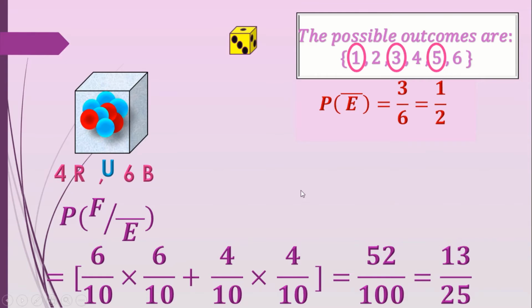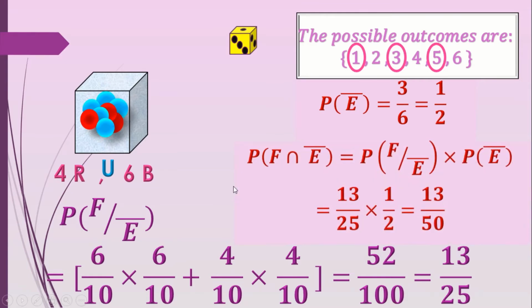Now we can say that P of F intersection E bar is P of F given E bar times P of E bar. We have just calculated both of them, so it's 13 over 25 times 1 over 2, which is equal to 13 over 50.